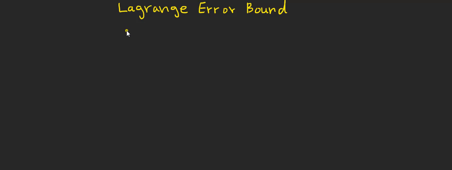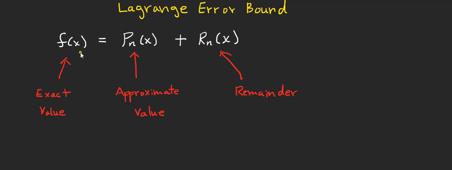In this video, we're going to talk about Lagrange error bound. So when we have f of x equal to p sub n of x, which is the nth degree Taylor polynomial, plus the remainder. So f of x represents the exact value, and p sub n of x is the approximate value. By the way, the higher the n gets, the closer the approximation gets to the exact value.